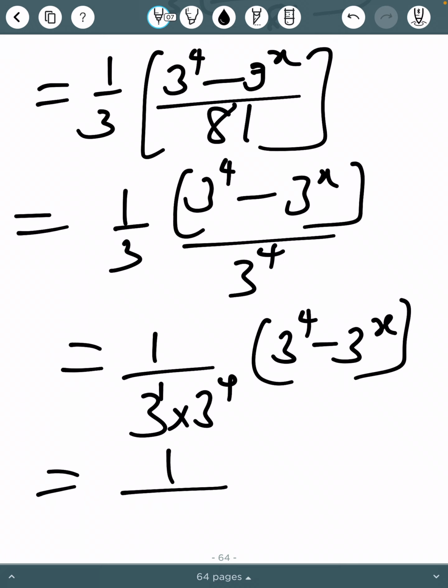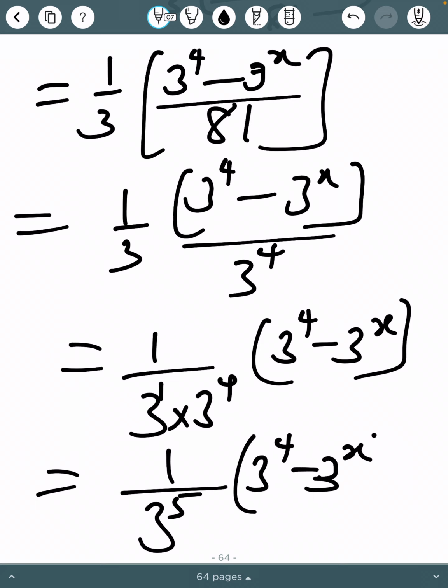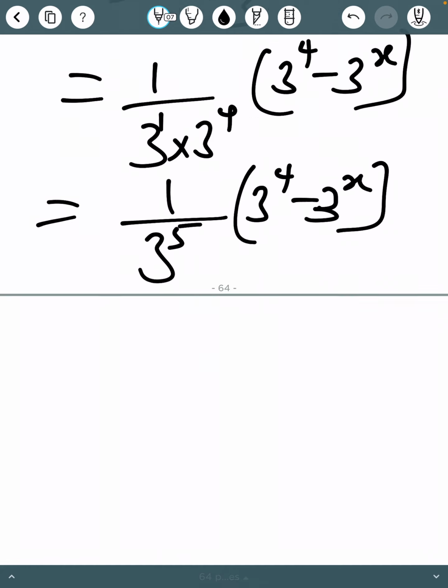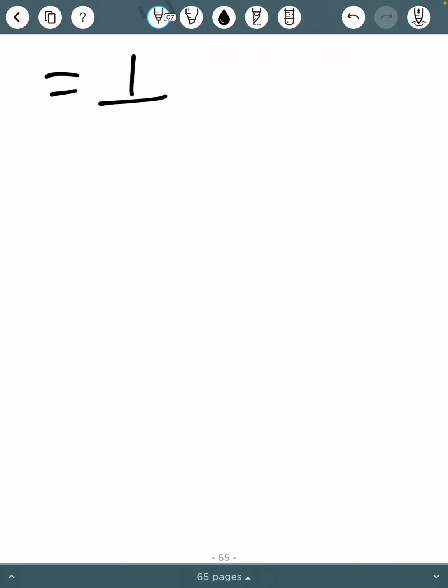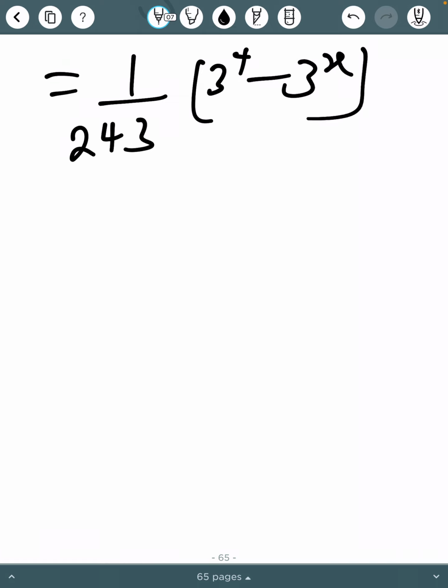So that gives me 1 over, this is 3 raised to power 1 times 3 raised to power 4, which is 3 raised to power 5. So 1 over 3 raised to power 5, 3 raised to power 4 minus 3 raised to power x. I can write a last step. 3 raised to power 5 is 243. 1 over 243, 3 raised to power 4 minus 3 raised to power x. That's a lot simpler than what I had before.